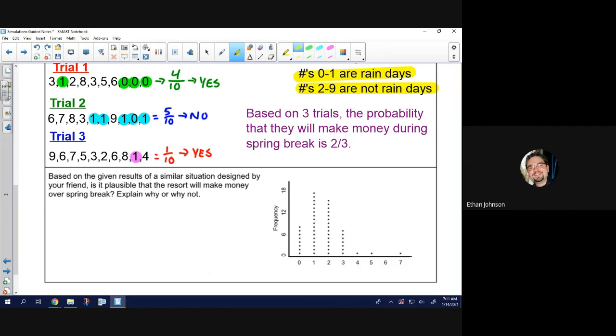Now, if we look here, instead of just listing out random numbers, your friend organized it into a dot plot. So go ahead and take a moment, look at the dot plot, and see overall, would they make money on this?